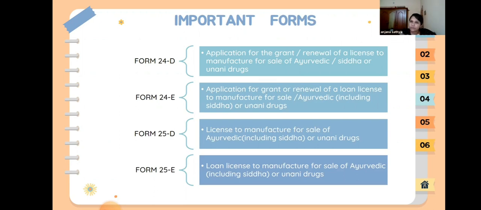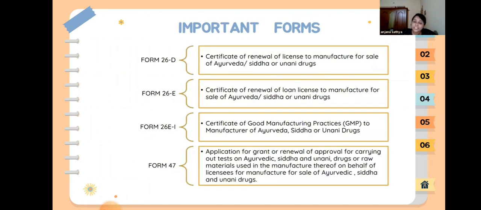And these are the important forms related to the Drug and Cosmetic Act. 24D is the application for grant or renewal of license. 24E is the application for grant or renewal of a loan license. 25D is the license to manufacture, and 25E is the loan license. Certificate of renewal is 26D, certificate of renewal of loan license is 26E, and the form of certificate of GMP is 26E1. Application for grant or renewal of carrying out tests on Ayurveda Siddha Unani drugs is form 47.